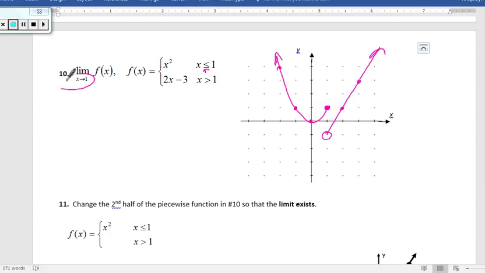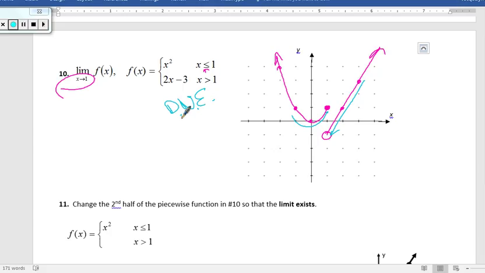And it's asking what is the limit as x is approaching 1. So as we're approaching 1 from this side, we wind up here at positive 1. As I approach 1 from this side, I'm at negative 1. They're not in agreement with each other, so we would have to say does not exist.